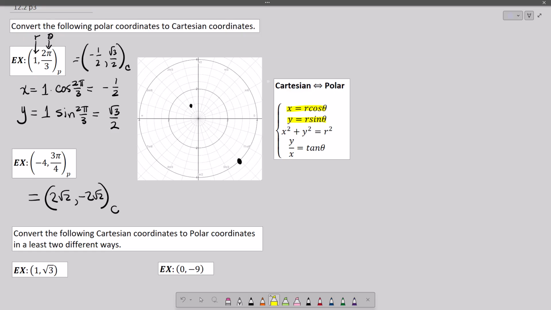So here, this first one is going to be -4 cosine of 3 pi over 4. And if we look at 3 pi over 4, cosine is -√2 over 2. So -√2 over 2 times -4 gives us the 2√2. And similarly for the second one, we're just doing y equals r sine of theta. So r is -4. Sine of theta is +√2 over 2. So we have -4 times +√2 over 2, which gives us that.